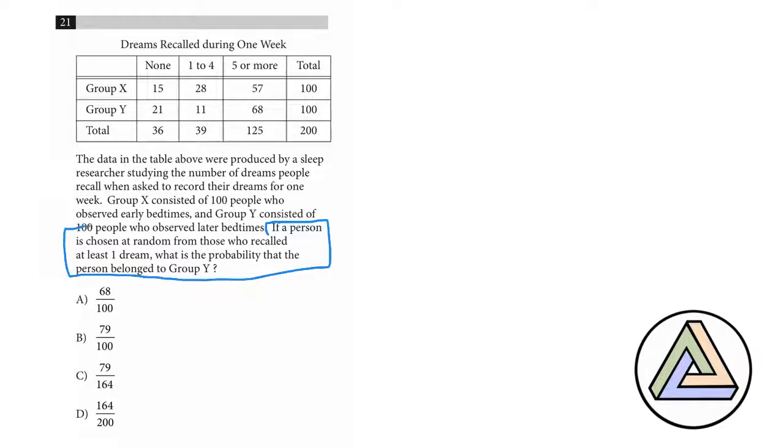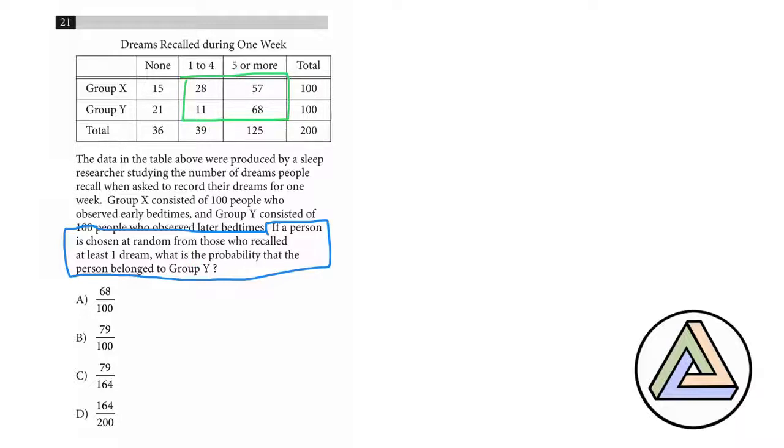So this is really a question, right? That's the question right there. If a person is chosen at random from those who recalled at least one dream. Okay, so the totals are down here and the totals are here. People who recalled no dreams, 1 to 4 and 5. And we're analyzing if a person is chosen at random from those who recalled at least one dream. So that is going to be all of this, right? It's not going to be this because these are the people who didn't recall any dreams. We're analyzing the people who recalled at least one dream, and that takes place here.